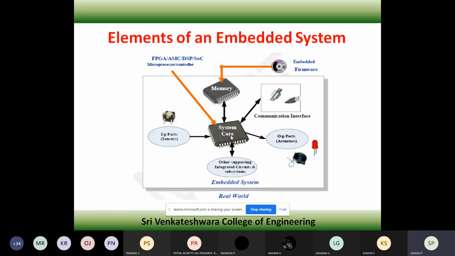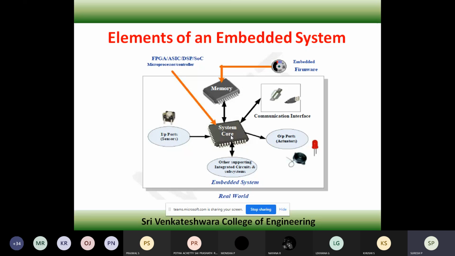It will have its own internal memory if it's a microcontroller. If it is not a microcontroller, if it's a microprocessor, I have to add external memory, right? Now when it comes to the memory, it is going to connect to the system core. Apart from that, it has to connect to other supporting integrated circuits and subsystems. These are the different parts you are going to have. The system core in your embedded system may be an FPGA.